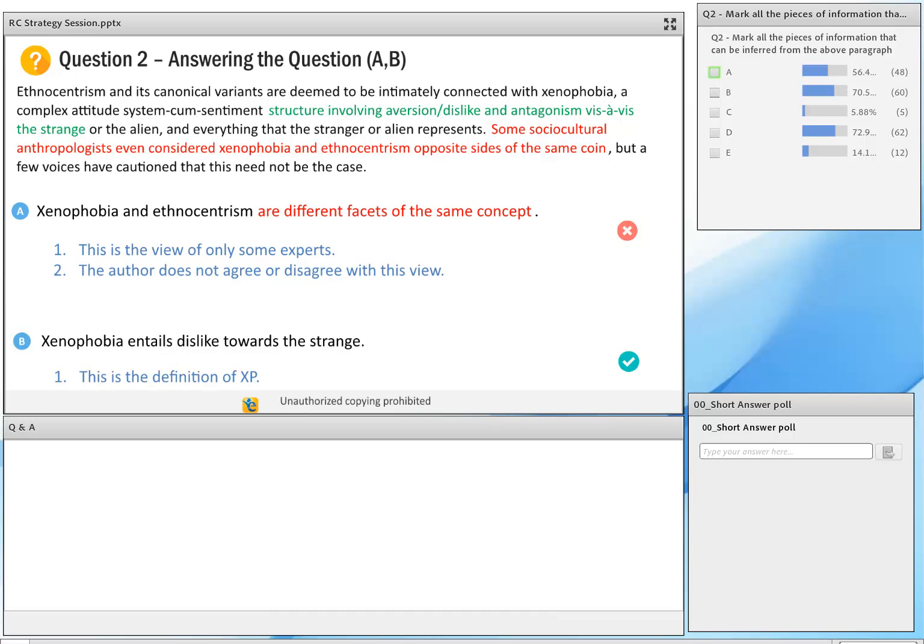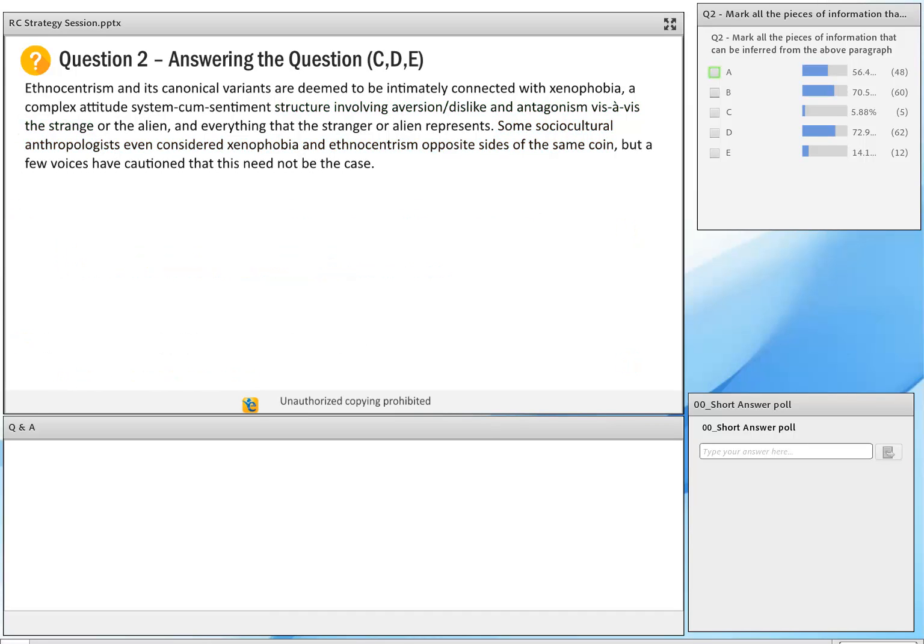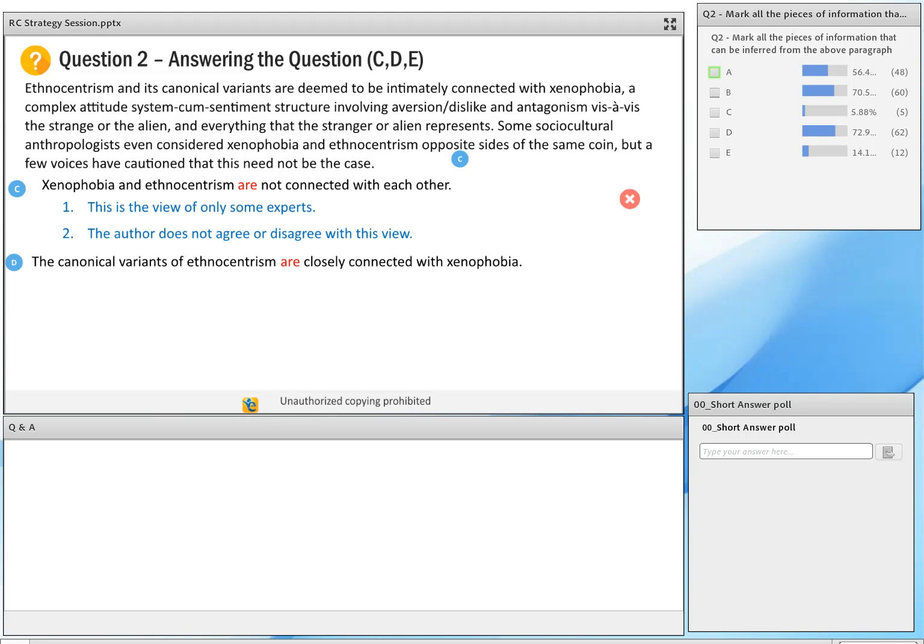Now, the next one, XP entails dislike towards the strange. This is absolutely correct. This is a definition of XP, definition in very simplified terms, and this is a fact. And so you can actually say that the author believes in this fact. Let's look at the third one. XP and EC are not connected with each other. Again, nobody has actually said that, so we can ignore that.